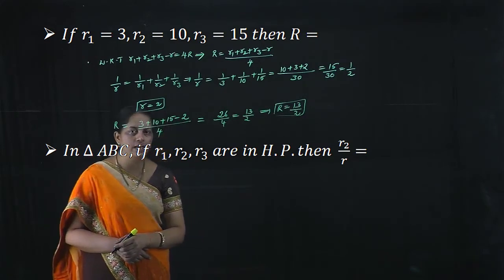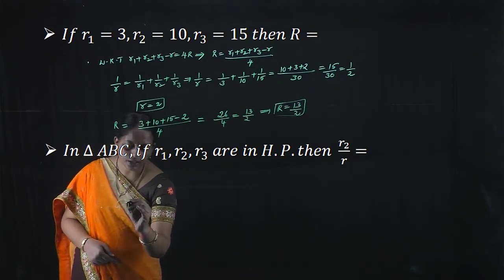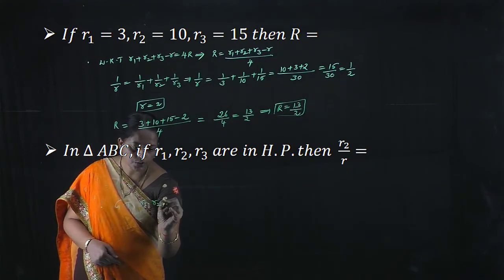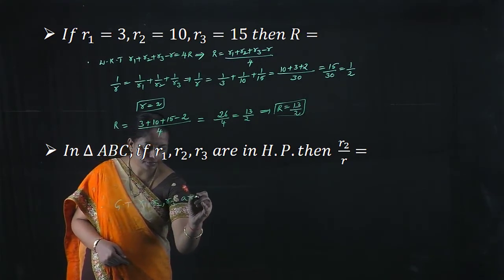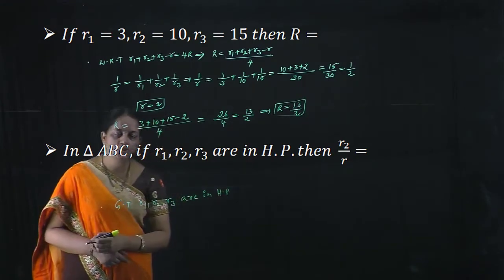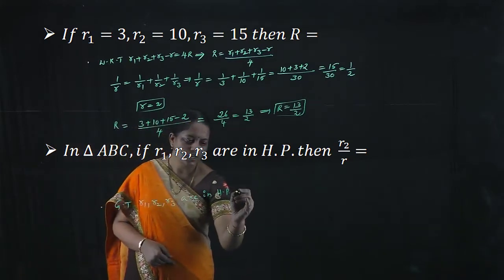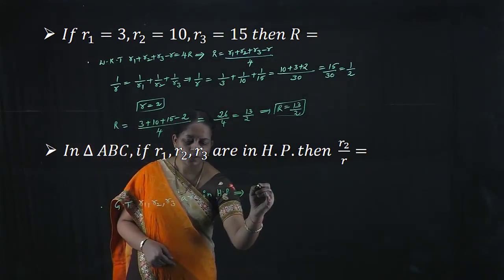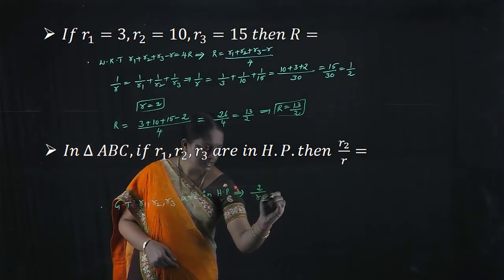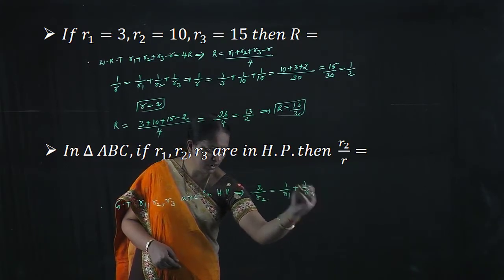Then what is the value of R2 by R? Given that R1, R2, R3 are in HP, we know that if A, B, C are in HP, then 2 by B is equal to 1 by A plus 1 by C. Similarly, here we can write 2 by R2 is equal to 1 by R1 plus 1 by R3.